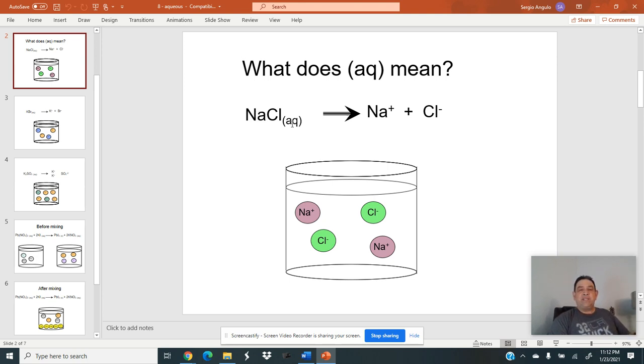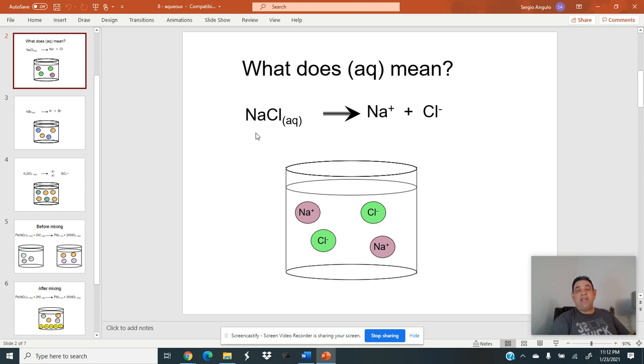If something is aqueous, it means it's broken up into its ions, at least the ionic substances are. There are molecular substances that are aqueous, and that just means they're broken up into their individual molecules. But as far as ions are concerned, we break them up into their individual ions. So sodium chloride breaks up into sodium ions and chloride ions. And here I have a visualization for you, right? The sodium ions are by themselves, the chloride ions are by themselves.